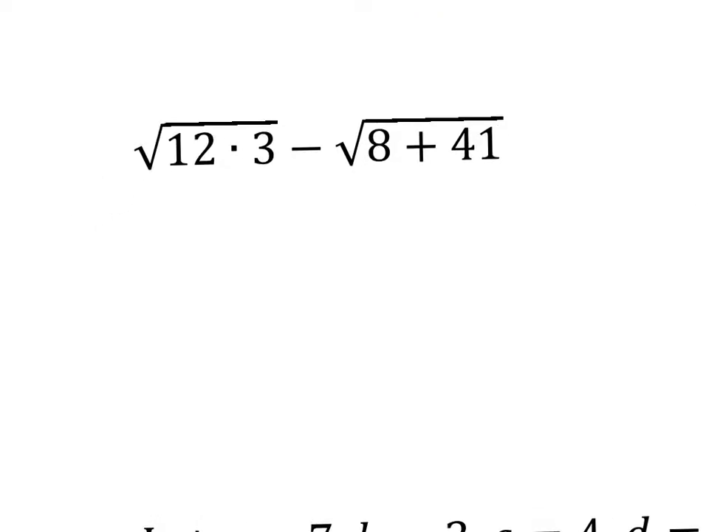In this one, we have the square root of 12 times 3 minus the square root of 8 plus 41. Here we have 2 square root symbols, which act as grouping symbols, so we have to do what's inside there first. We want to do 12 times 3, that's 36. So we'll end up with the square root of 36 minus the square root of 49. We take the square root of 36, that is 6, minus the square root of 49, well, that's 7.